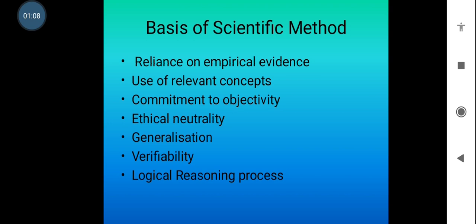The first one is reliance on evidence. So here truth is established on the basis of evidence. A conclusion is admitted only when it is based on evidence. The scientific method involves a systematic process.